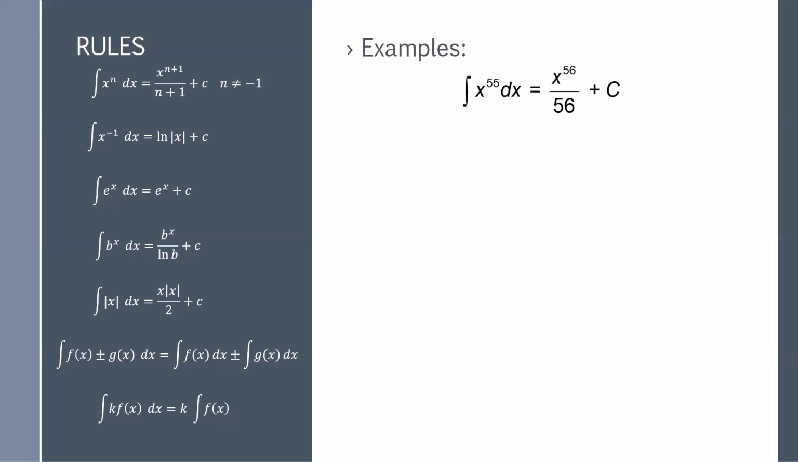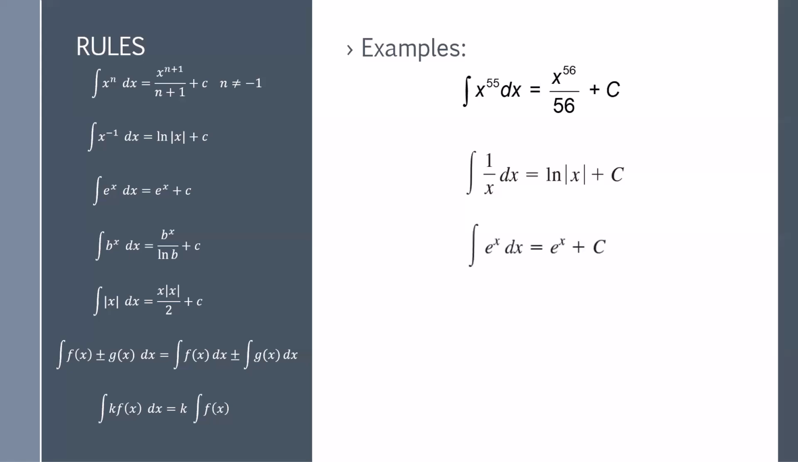For example, the antiderivative of x to the 55 is equal to x to the 56 divided by 56 plus a constant. The second antiderivative, that of 1 over x dx, we notice here that 1 over x is the same thing as x to the power of negative 1. So this integral is really equal to log absolute value x plus a constant.